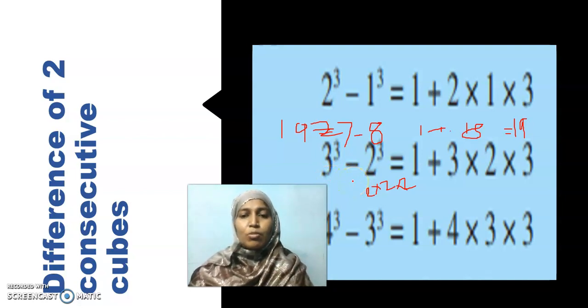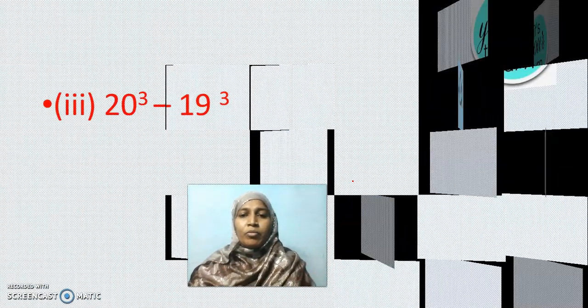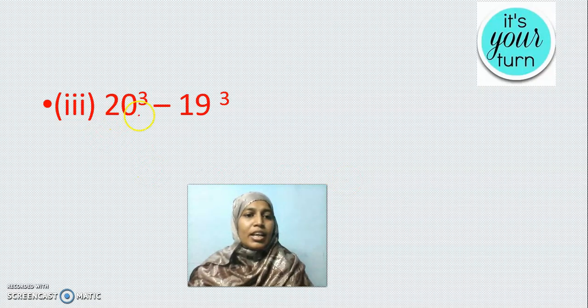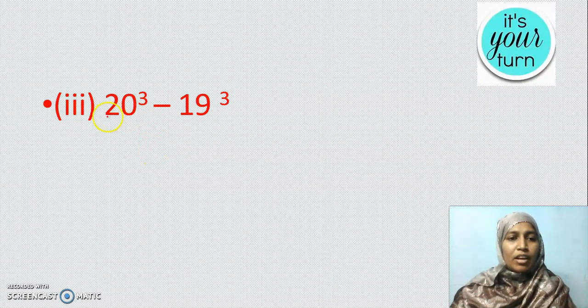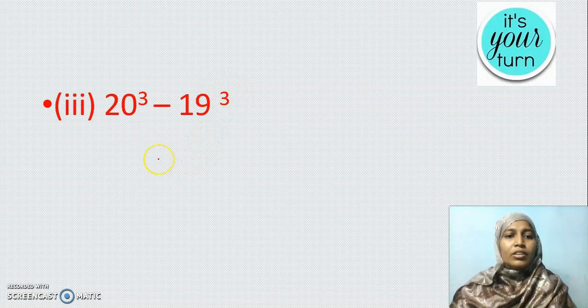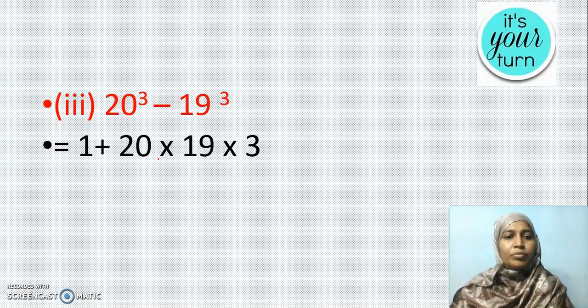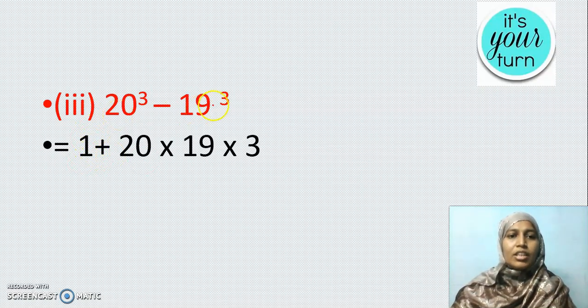Okay, children. Now, shall we move to the next? And you are going to try now. It's your turn. Now, try it. I have 20 cube minus 19 cube. How to begin with? Always 1 plus. Again, what are the numbers I have? 20 into 19 into 3. Is it clear? Yes, 1 plus 20 into 19 into 3.